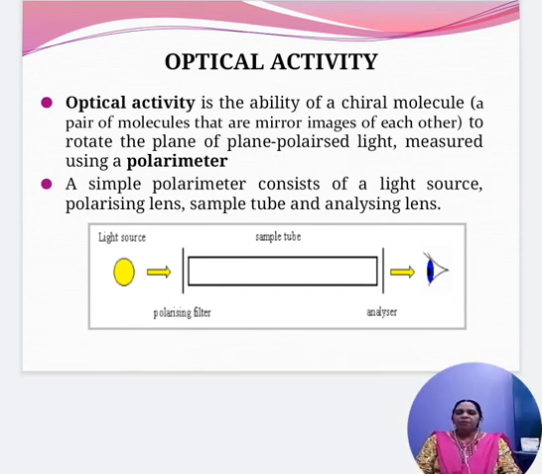A simple polarimeter consists of a light source, a polarizing lens, sample tube and analyzing lens. These are the common components of a simple polarimeter. What does it consist of? It consists of a light source. You can see in the figure, you have a light source, then a polarizing lens or the filter, as it is called. Then we have the sample tube where the sample is placed, and the analyzing lens.